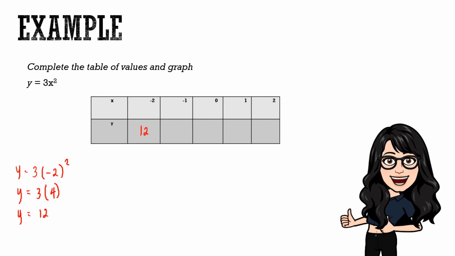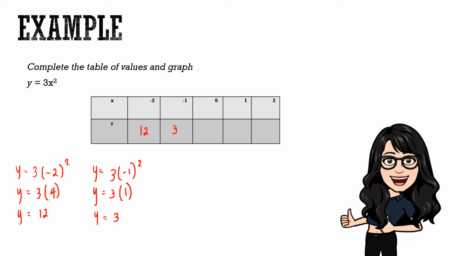Next one, if x is negative 1. So let's substitute x by negative 1. So we have y equals 3 times negative 1 squared. Multiplying negative 1 by itself will give us a product of positive 1. And multiplying 3 by 1 will give us a product of positive 3.